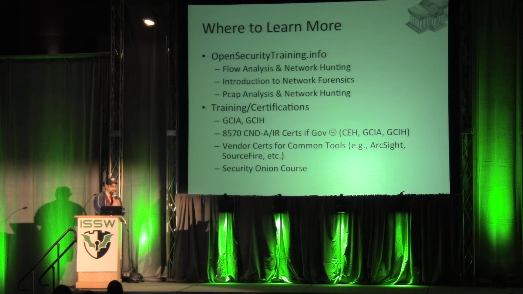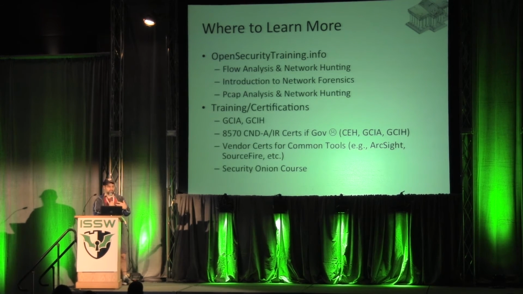Training and certifications are definitely a good place to start. Personally I'm more interested in the knowledge that the certification gives versus the cert, but in industry, we have to have certs. From SANS, if you can afford it, the GCIA and the GCIH are probably the two best out there. If you're in the DoD realm, you're probably familiar with 8570. They have a grouping for the CND-A and CND-IR. The main ones there, once again, are the two SANS ones, and they have CEH.